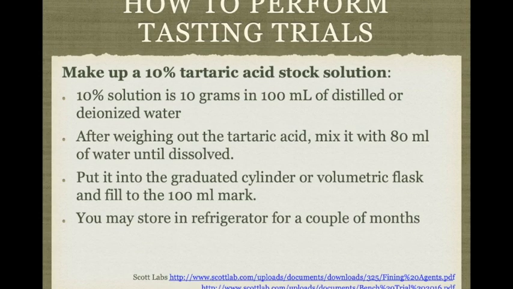The way I do a tasting trial is I make up a 10% tartaric acid stock solution. You can do the same thing with other acids also. A 10% solution is basically 10 grams dissolved into a total of 100 milliliters of distilled water. Basically, after you weigh out the tartaric acid, you mix it with 80 milliliters of water and stir well until dissolved, and then you top off, ideally in a volumetric flask or graduated cylinder, up to the 100 milliliter mark.